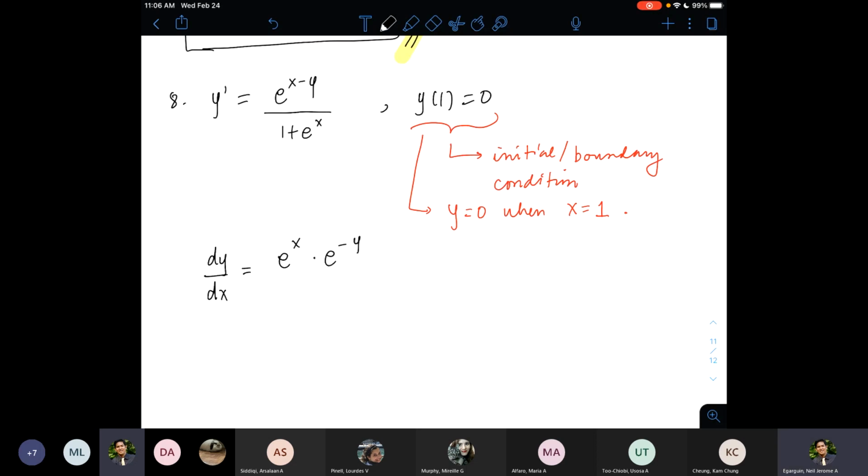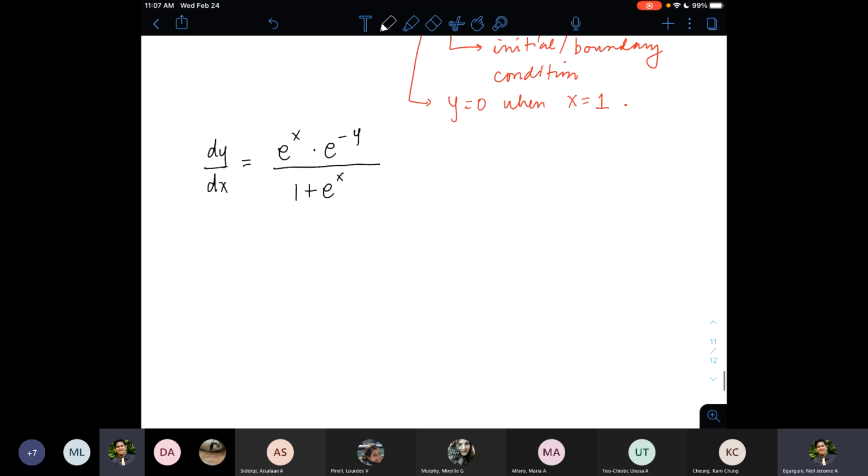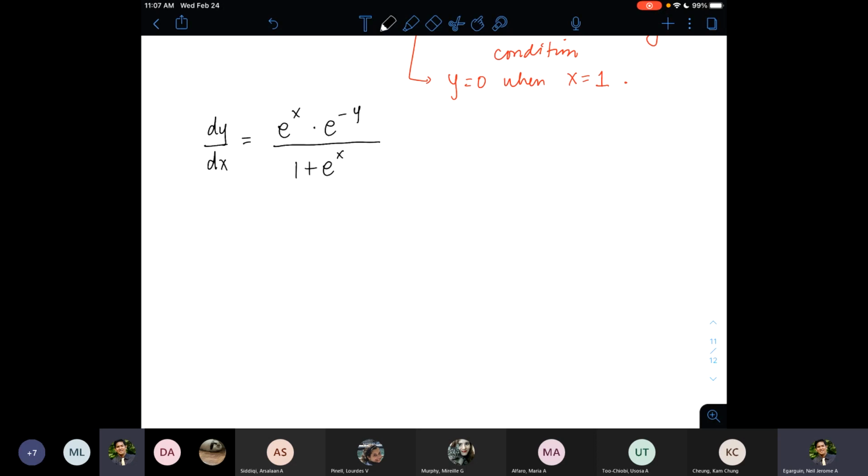Okay, and then here I'll write it as e to the x times e to the negative y all over 1 plus e raised to the x, again in preparation for the separation. And in the numerator, I just employed laws of exponents. So I suggest you look back at that from algebra or pre-cal. And then again, I want all those involving the variable x to be on the right-hand side and all those involving the variable y on the other side.